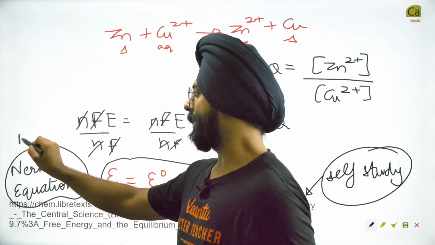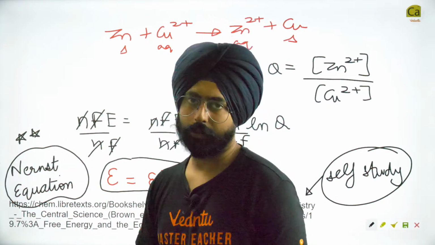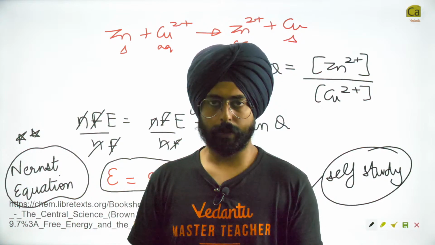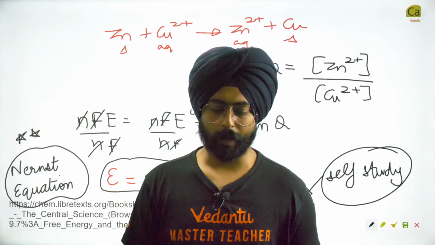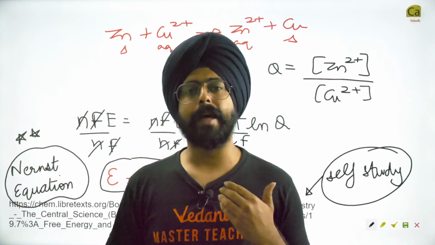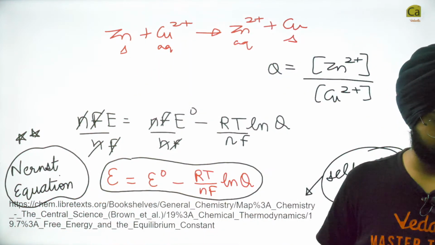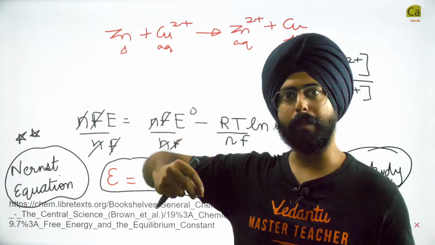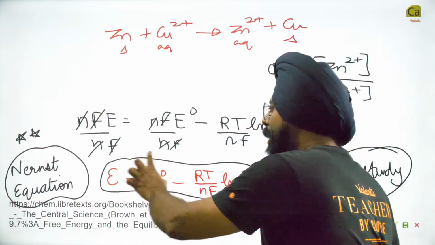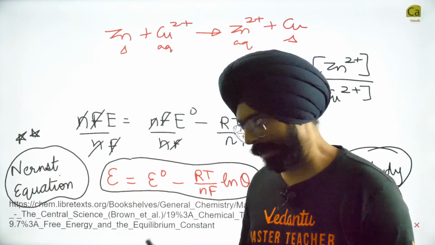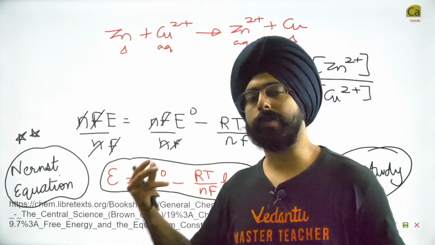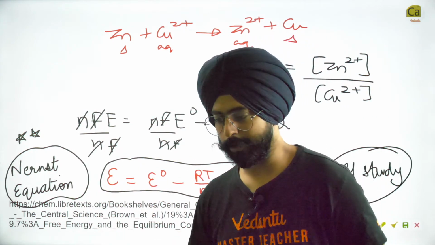This is literally the most important part of the electrochemistry chapter, and tomorrow's class, which is going to be at 8:30 p.m. yet again, we are going to devote that entire class towards the understanding and application of the Nernst equation. So today's class was coming from EMF to Nernst equation. Tomorrow's class is going to be all about the applications of the Nernst equation. We'll dive deeper into it, and we'll see a bunch of questions which we can solve using the Nernst equation.